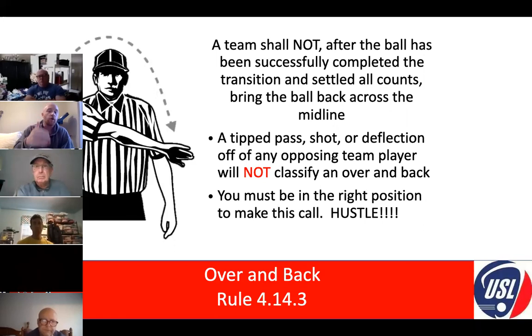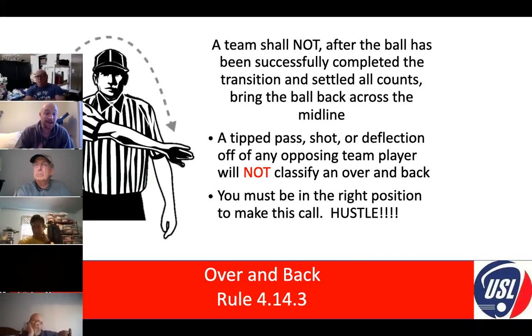An over and back can only happen off of the offense's volition. An errant pass from the offense. He loses the ball and kicks the ball over midfield. Those will not classify as an over and back. You must be in the right position to make this call, and you have to hustle. This is where you'll make your money.